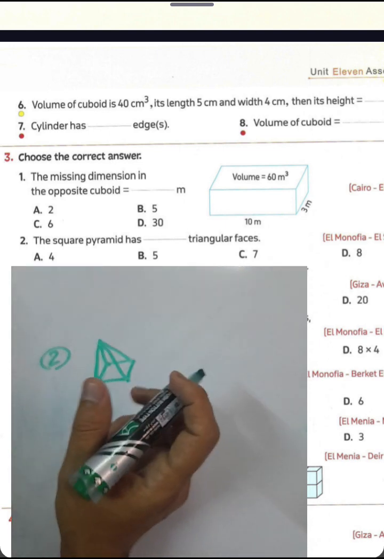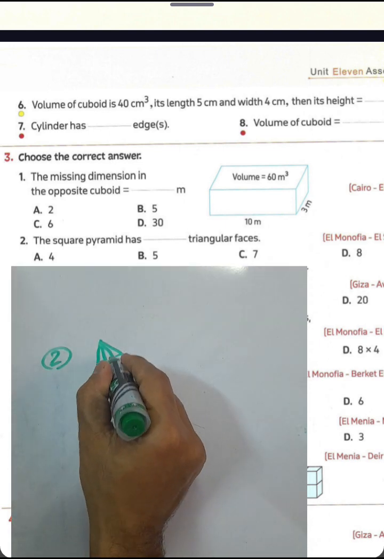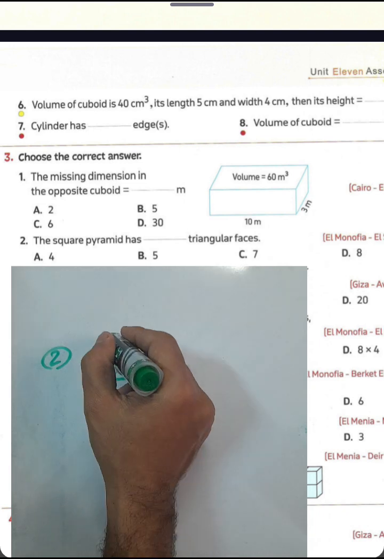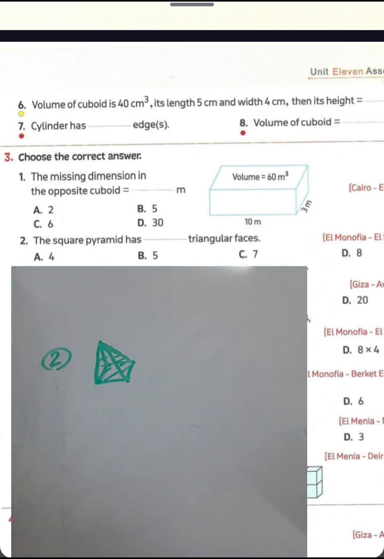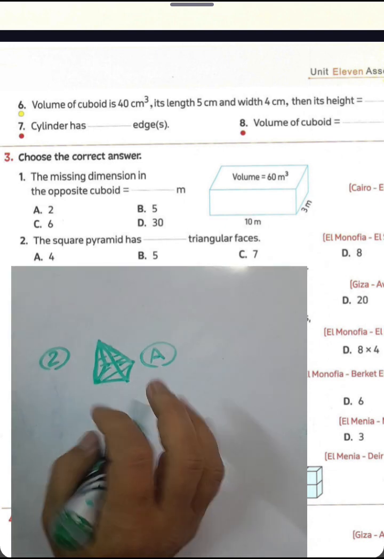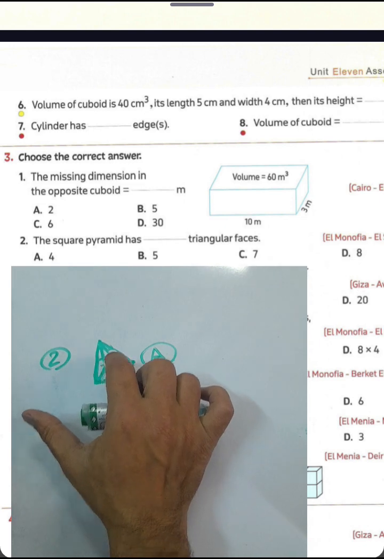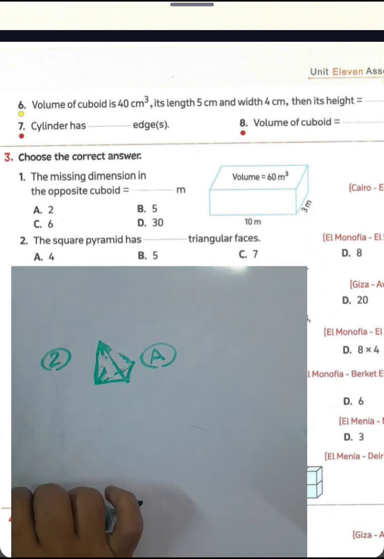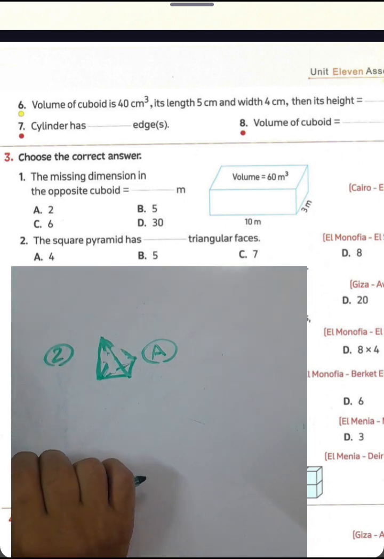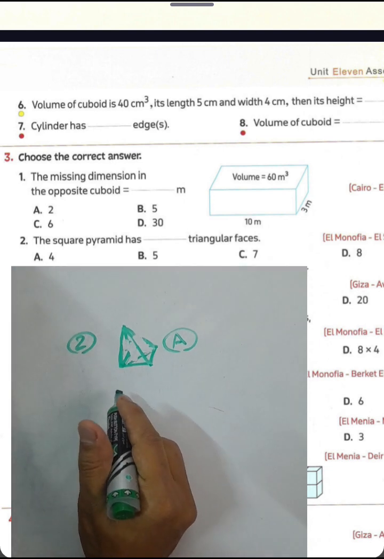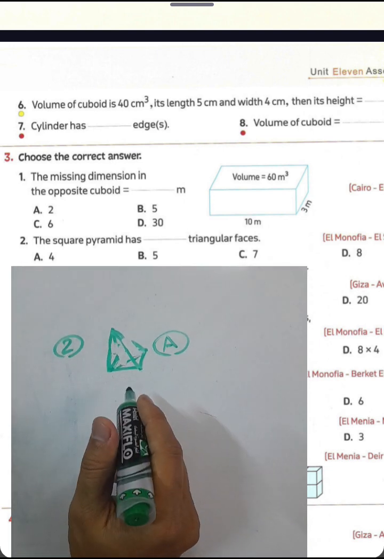Square pyramid, how many triangle faces? Count with me: 1, 2, and here 3 and 4. Okay, question number 2, choose letter A. Understood? 1, 2, 3 and 4. We have 4 triangular faces of a square pyramid.